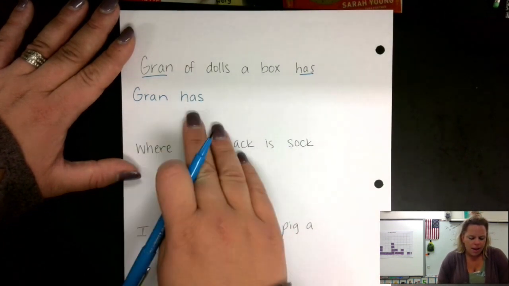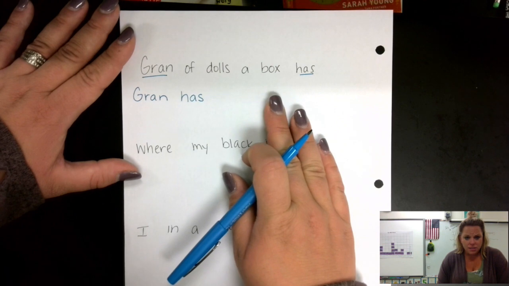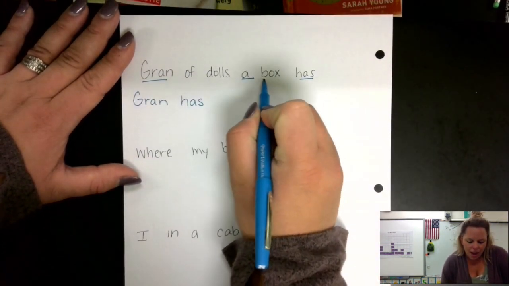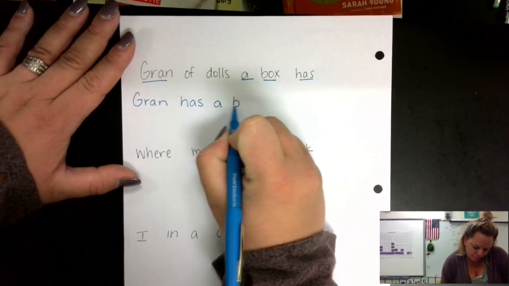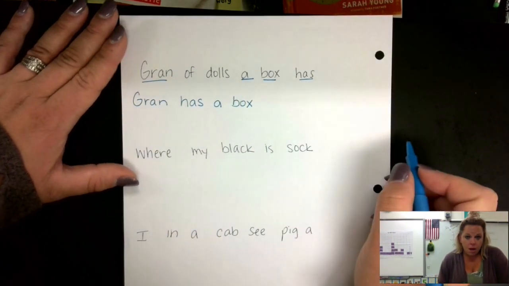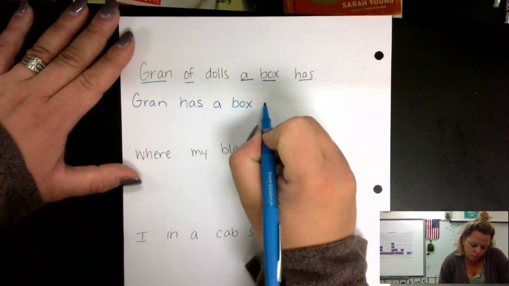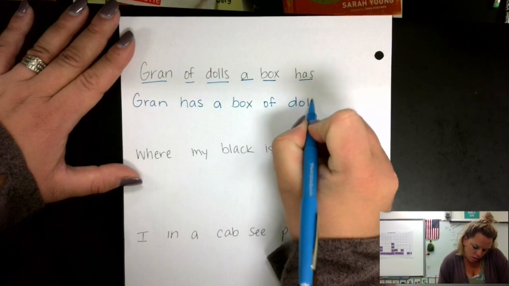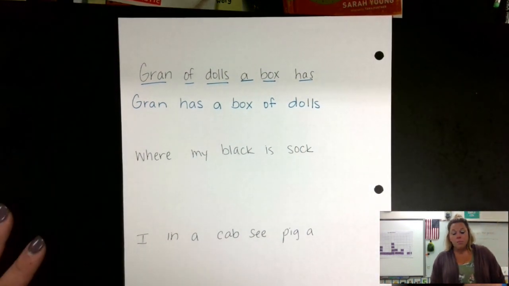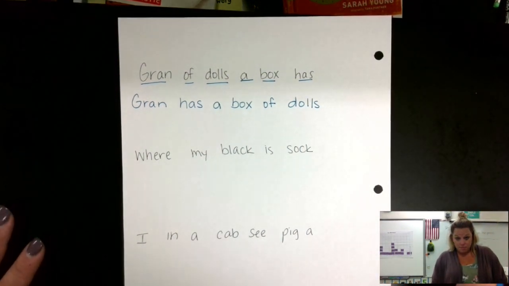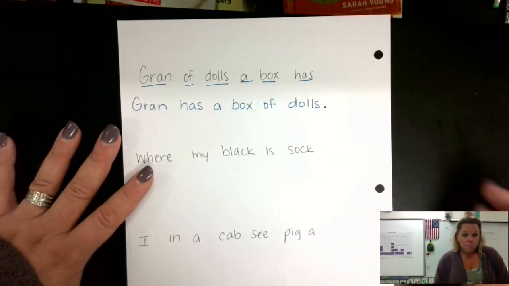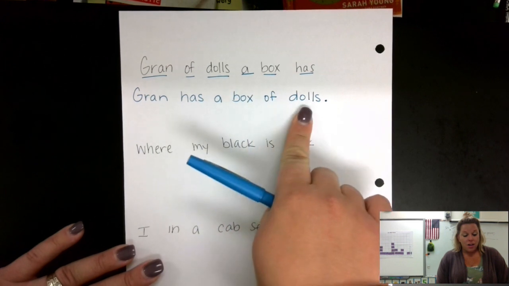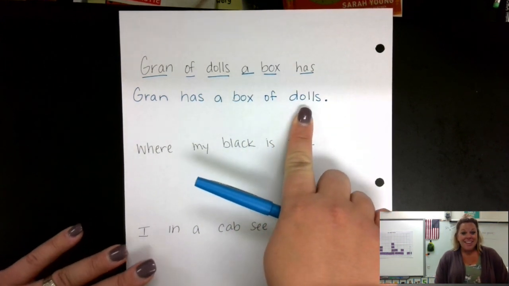Do we want to say "Gran has a dolls of box"? No. Gran has a box. A box of what? Of what? Dolls. And what kind of an end mark is that sentence going to take? It's going to have a period. Gran has a box of dolls. Does that sentence sound better now? Yes, it does.